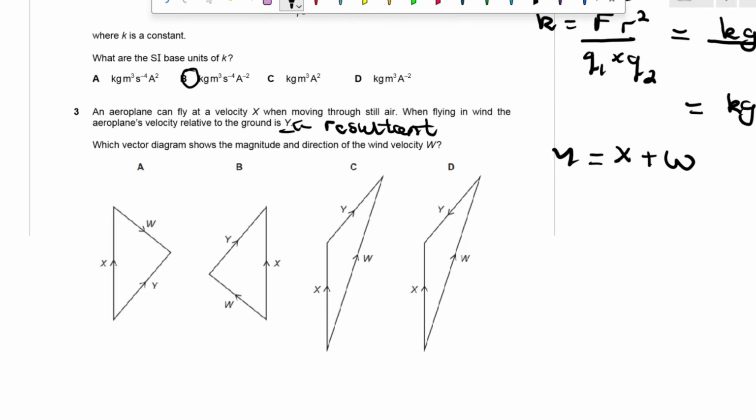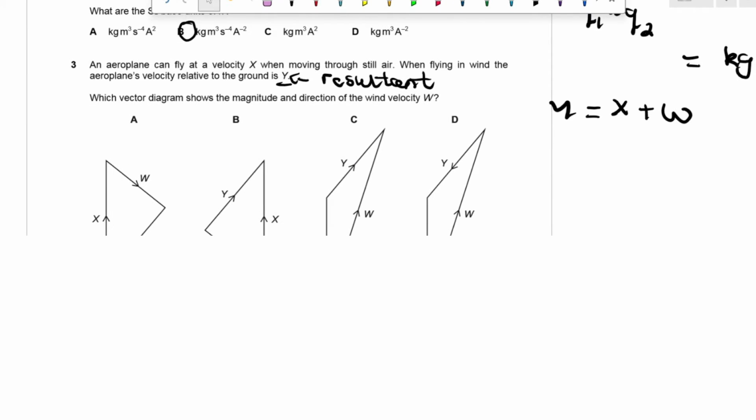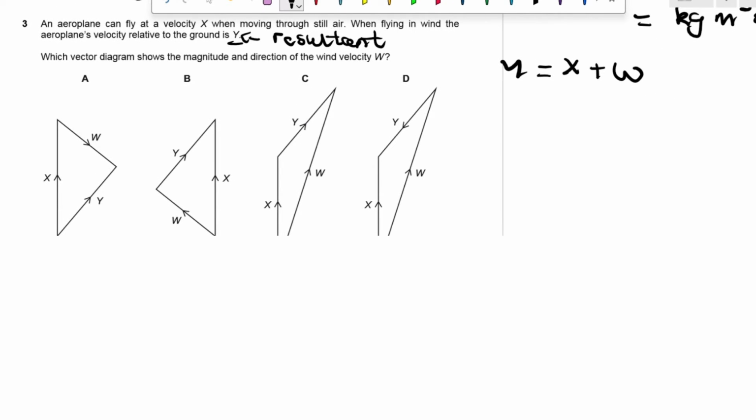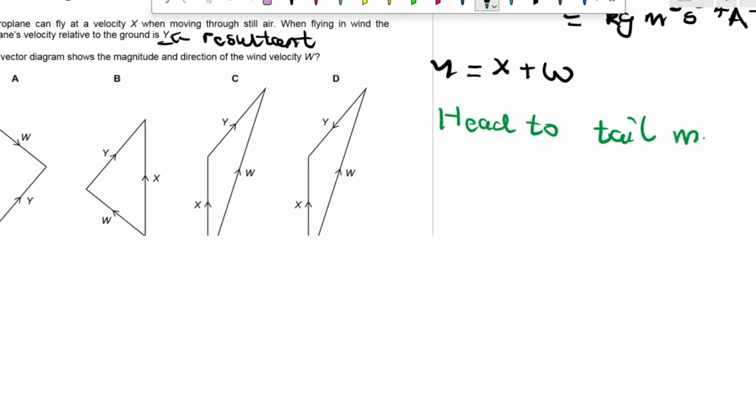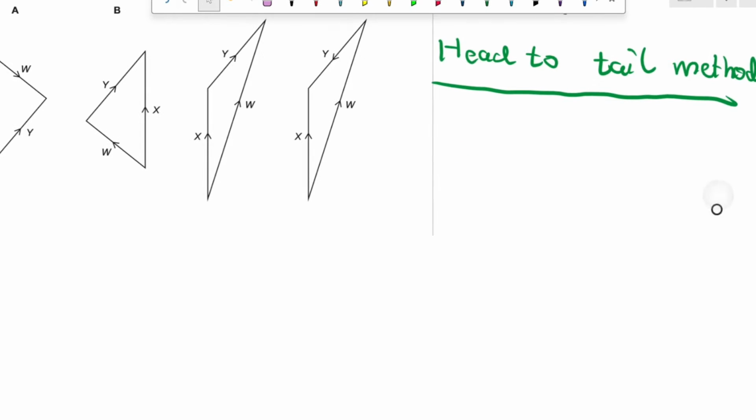So guys, there's a skill that I need you to learn. It's basically a skill of how you connect vectors. We have a very special method that is known as the head to tail method. It's a very, very important method that a person is supposed to know if they're doing AS physics. So how does this method work?